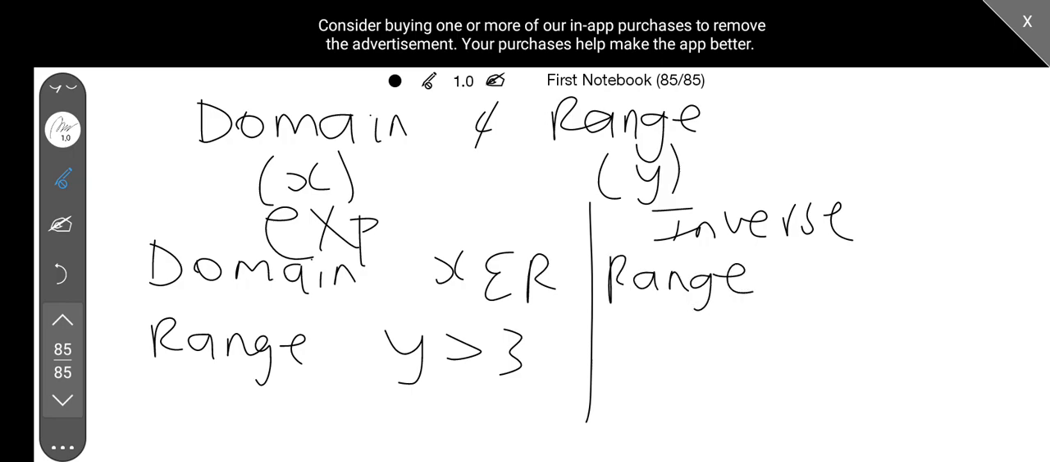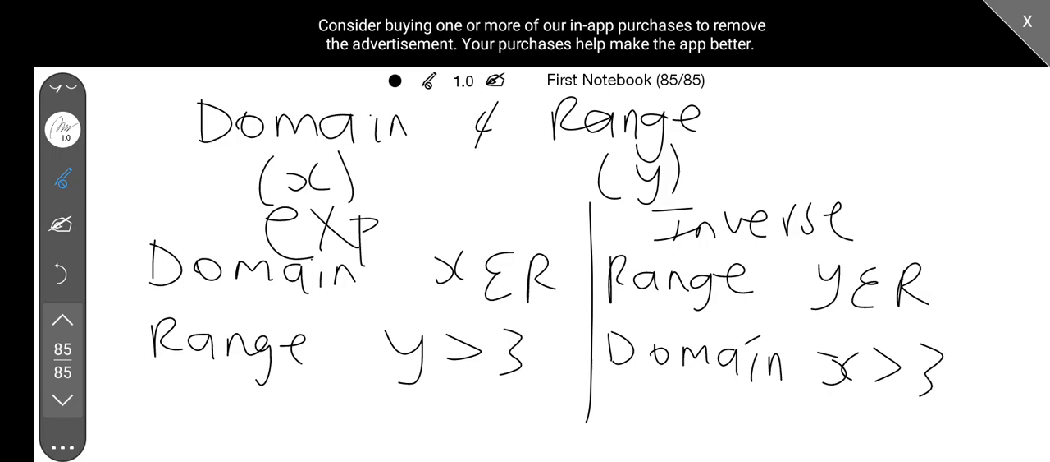And where we had x, we're going to have y. Then y is an element of real numbers. And the range will now become the domain. Where we had the range, we're going to have the domain, and where we had y, we're going to say that x is more than 3. So that's something important. You must know that because for the inverse we swap the x and the y values, even the domain and the range also swap.